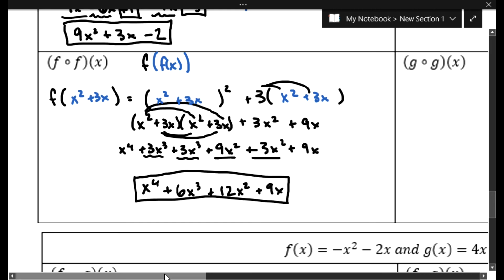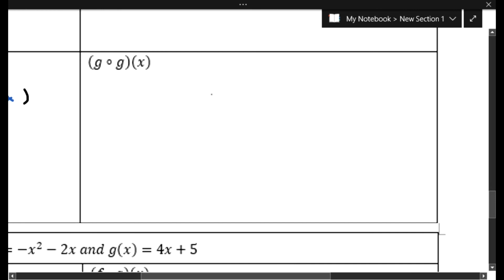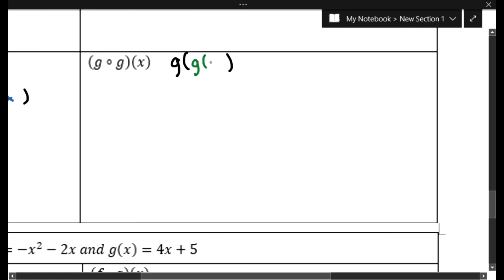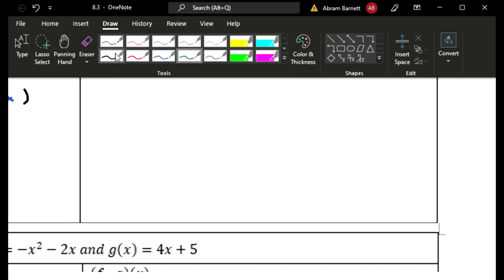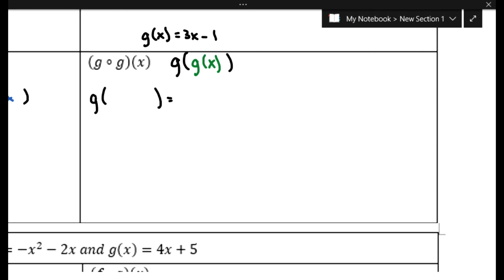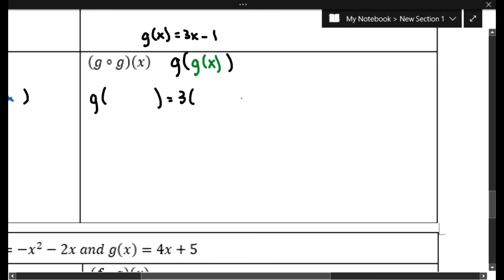All right, what happens when we put the g of x function into the g of x function? Again, I hope you're pausing it and trying it on your own. We're going to take the g of x function, and inside of it, we're going to plug in the g of x function. So let's write that out. g of something is going to be equal to 3 times something minus 1, since the g of x function is 3x minus 1. That something I'm going to plug in is going to be 3x minus 1.